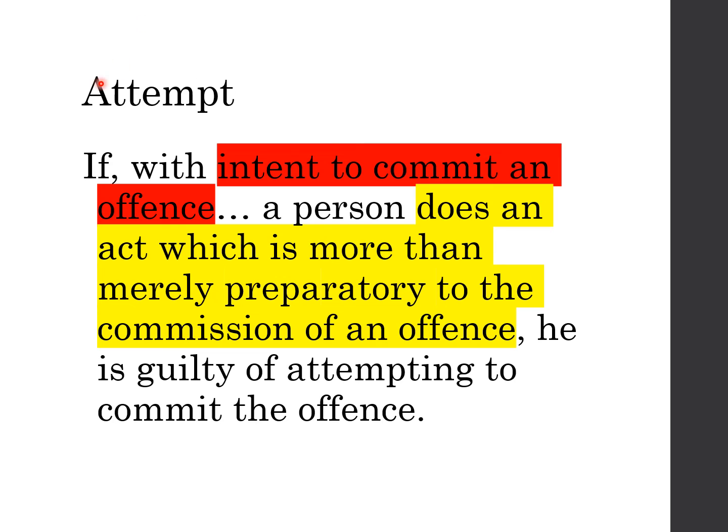Okay, so here's our answer then. So mens rea in red, actus reus in yellow. So if with intent to commit an offence, our mens rea that our defendant has to have is that they must intend to commit a particular crime. And it can be a number of different crimes that they're intending to commit, but they must have intention, they want to carry it out.